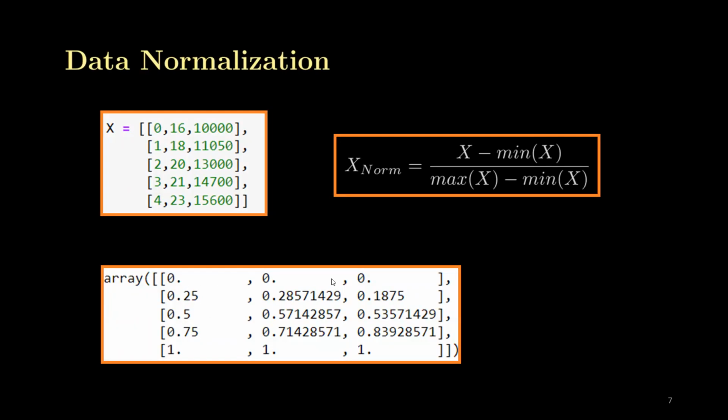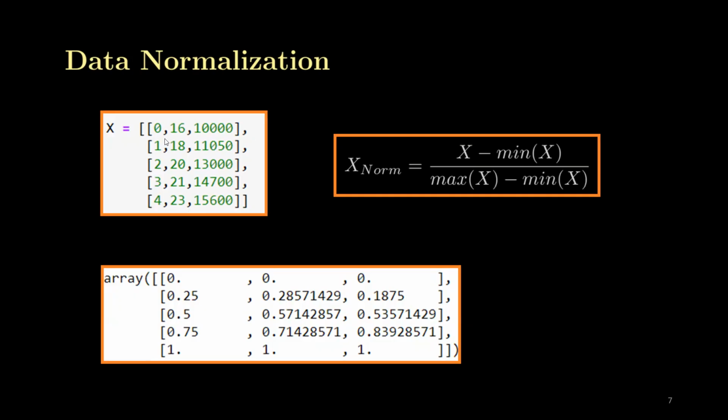Now, if we look at any of the columns, the range is between 0 and 1. The minimum value in the first column after data normalization is 0 and the maximum value is 1. Similarly, we have 0 and 1 as the minimum and maximum values in each of the other two columns as well. Now, how do we perform data normalization? Let's see the example of the first column. The minimum value in the first column is 0 and the maximum value is 4, so the difference of maximum and minimum value for the first column is also 4.